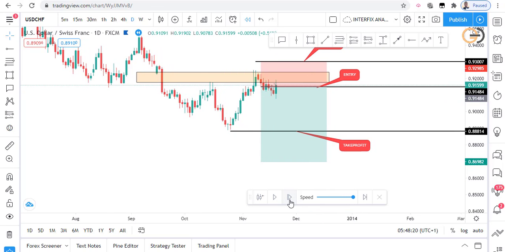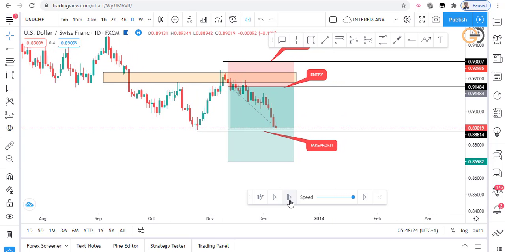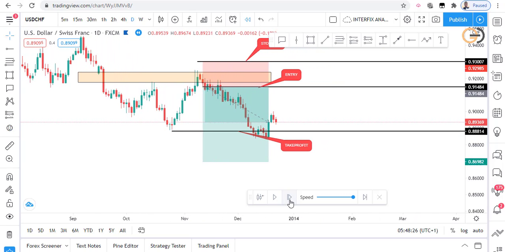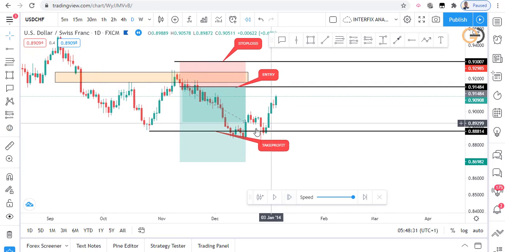The market is moving in our favor. Market is moving. And then you see the market turning back. Market is moving, failing to break above this place, which is a potential target. You see the market turning back. But before then, let me show you something.